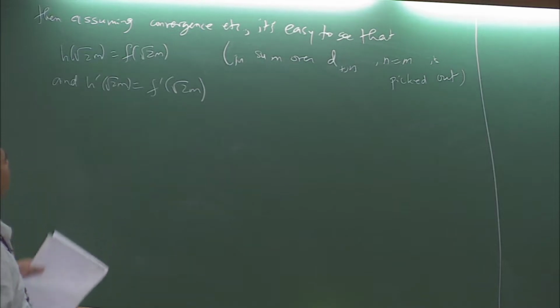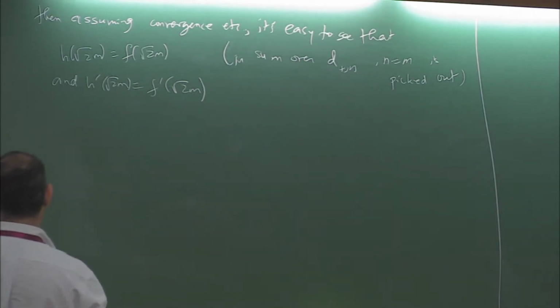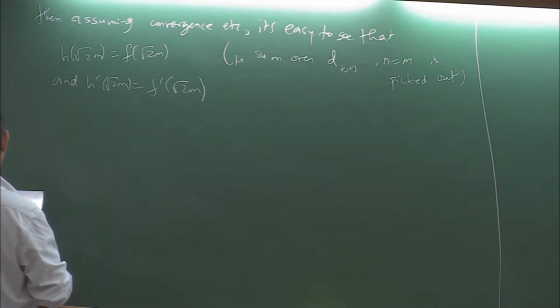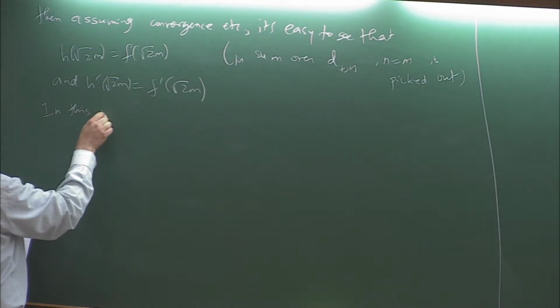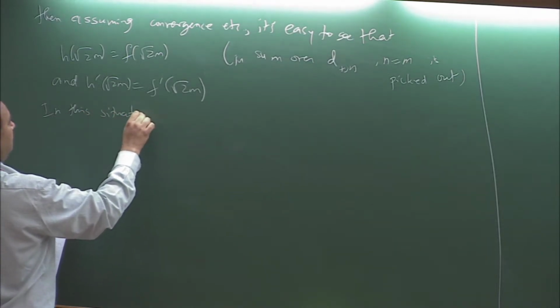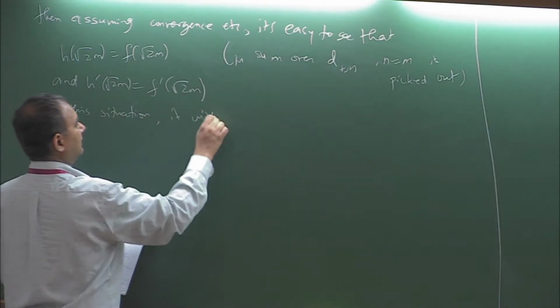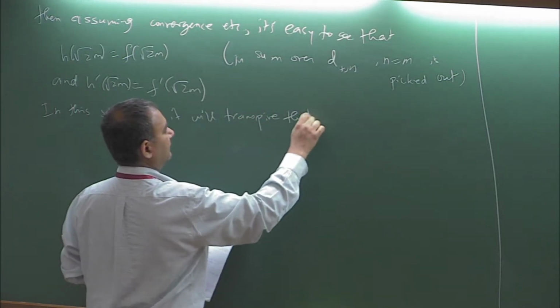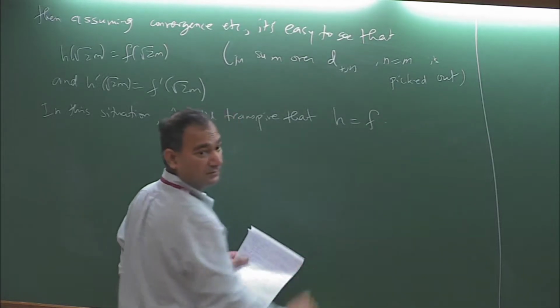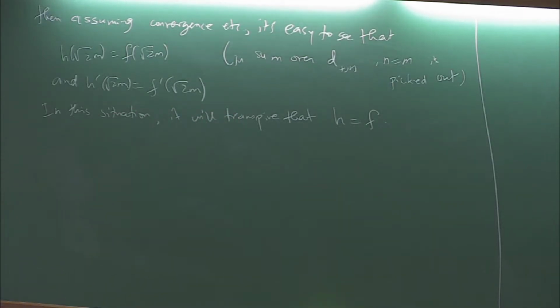Again, by the same reasoning. And in this situation, it will transpire that h equals f. So the point is, you can actually recover the entire function by using its values at this infinite set of places. If it's a Fourier eigenfunction, you can get the whole thing out.